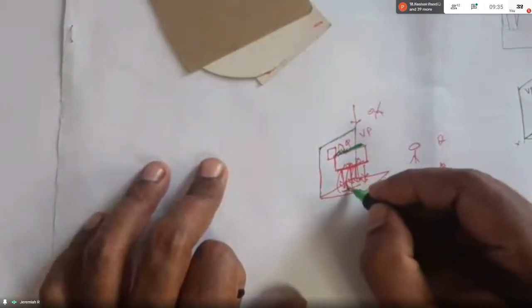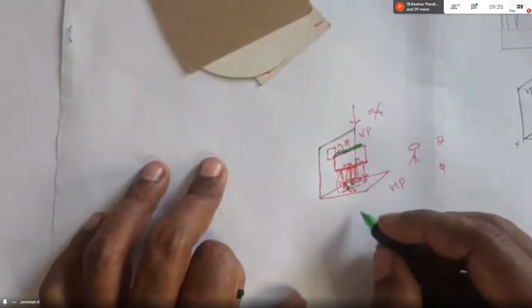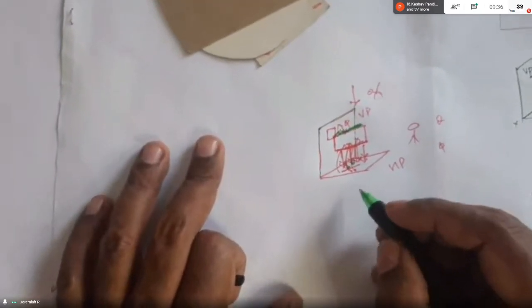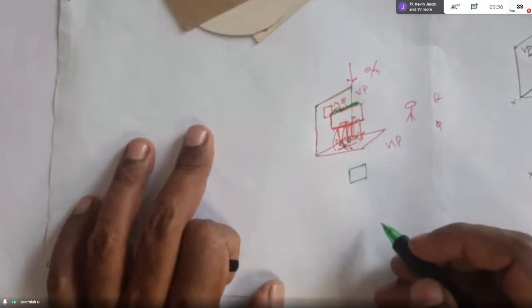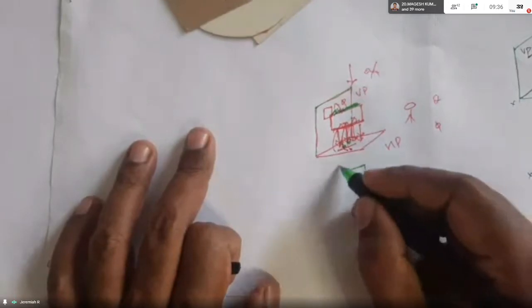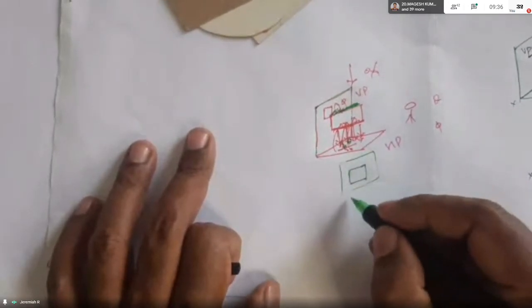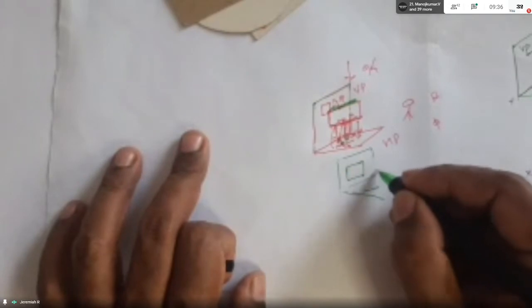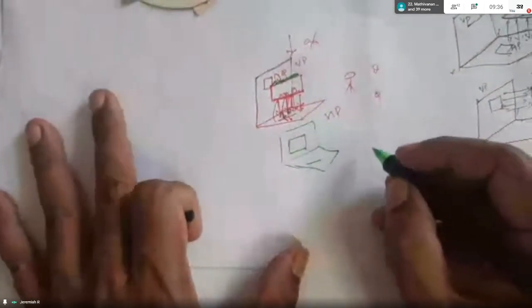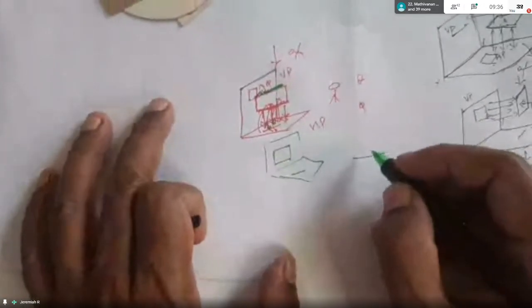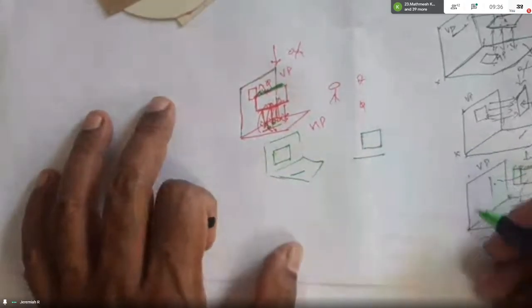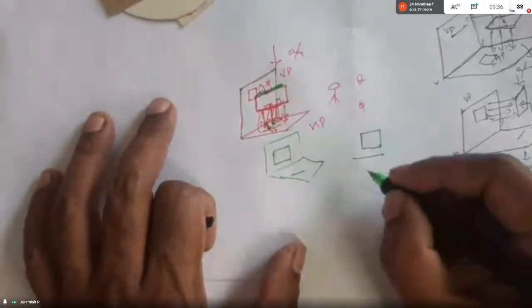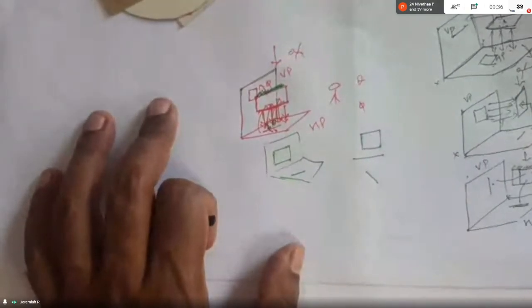With the inclination of phi, you'll get something like this front view: a reduced length of a square or rectangle. From the top you'll get an inclined line. You just rotate clockwise 90 degrees. So front you'll get a reduced length of a square, if square, or a reduced length of a rectangle, if rectangle. And top will get an inclined line.